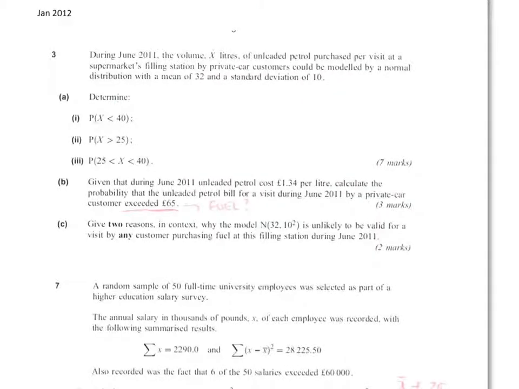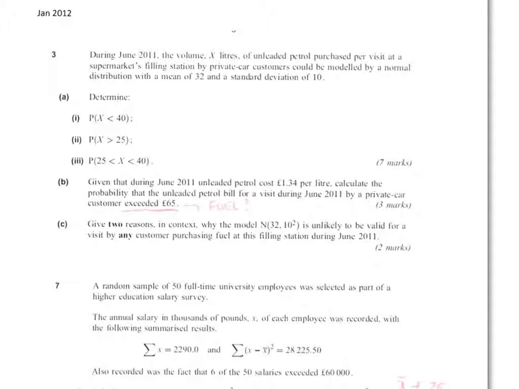In this question over here about a normal distribution, the first few parts are quite easy and the second and third part are quite difficult. So to do part B, the key was you wanted to work out the probability of your bill exceeding £65. The key to this was working out how much fuel you would need to buy to end up with a bill which is greater than £65. And you can do that because they've given you the cost of petrol. So if you do 65 divided by 1.34, you'll get the amount of fuel which is equivalent to a £65 bill, and then you're working that out based on the normal distribution information over here.